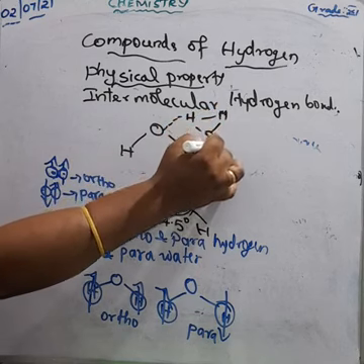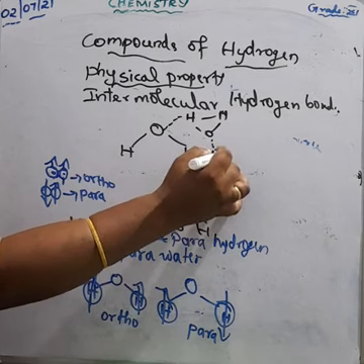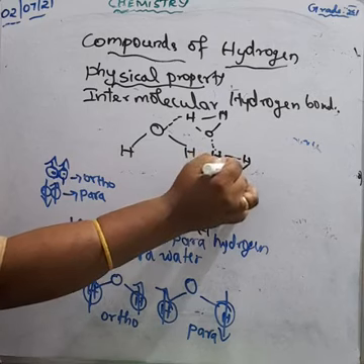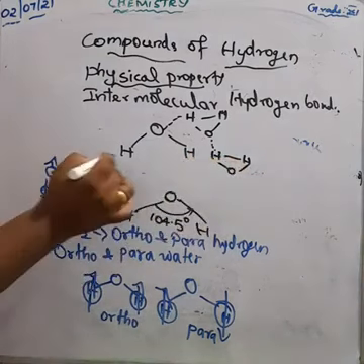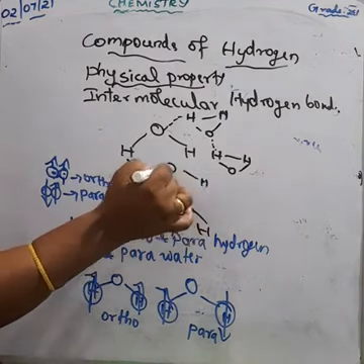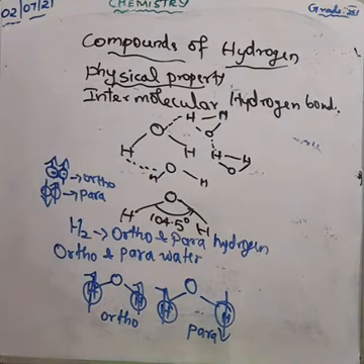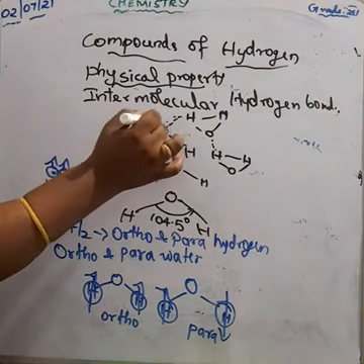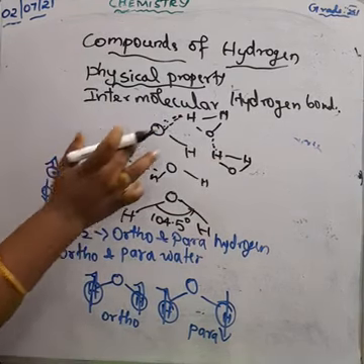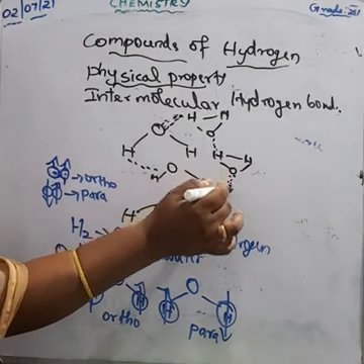This oxygen can form a bond with another water molecule. Okay, another water molecule. This hydrogen bonds with the oxygen in another water molecule. Okay, this is intermolecular hydrogen bonding. So inter means between. The water molecule can form bonds between different water molecules. This is called intermolecular hydrogen bonding.